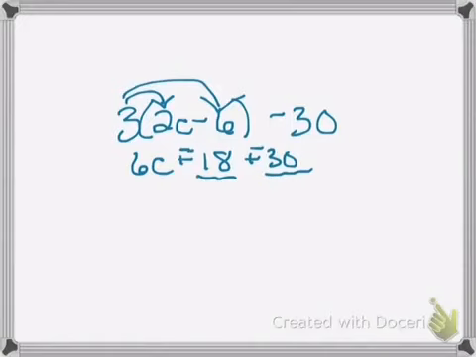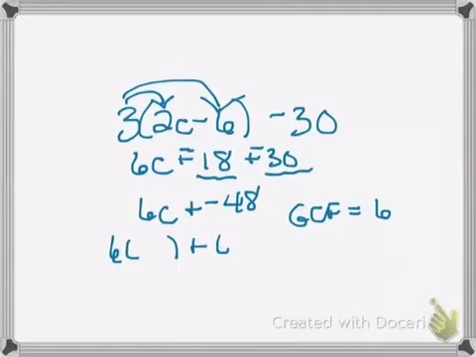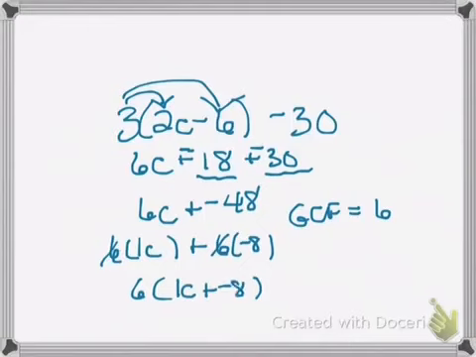Now I can combine negative 18 and negative 30, and that will give me negative 48. Now I'm looking for the greatest common factor because I've combined all the like terms. The greatest common factor of 6 and 48 is 6. I'm going to rewrite 6c, and I'm going to rewrite negative 48 as factors of 6. 6 times what is 6c? 1c. 6 times what is negative 48? Negative 8. So now 6 is a common factor to both terms. I'm going to pull it out front. And what's left after I pull the 6 out is 1c plus negative 8. And that will be my final answer.